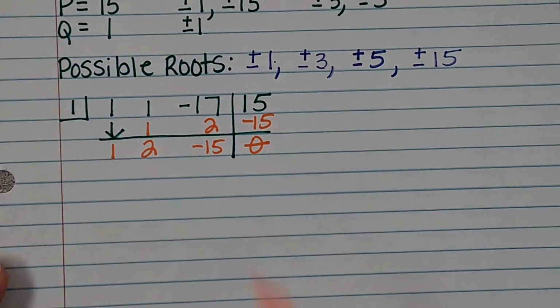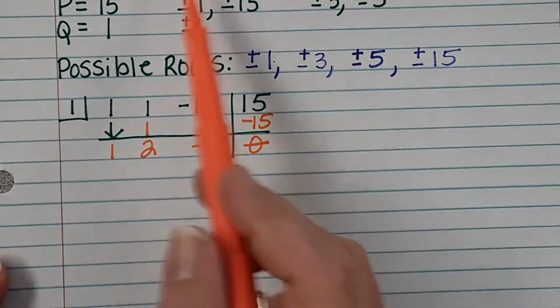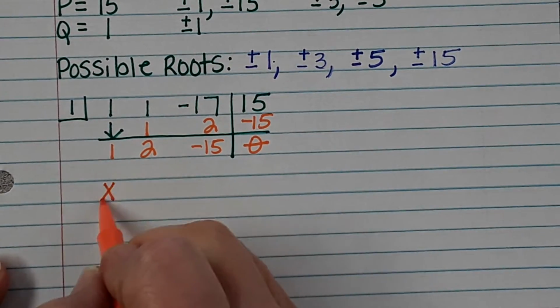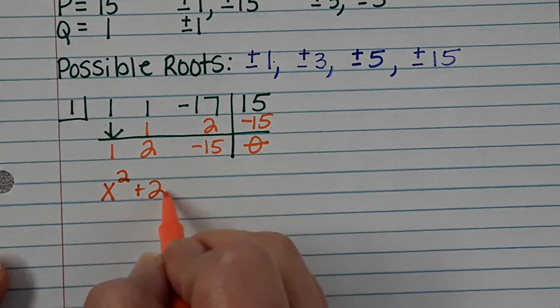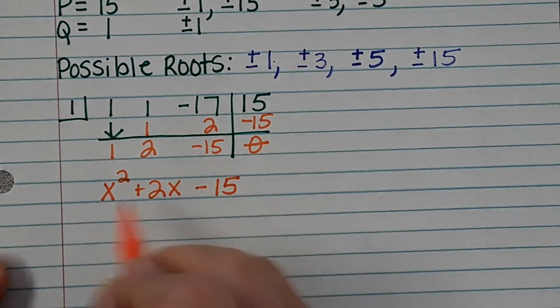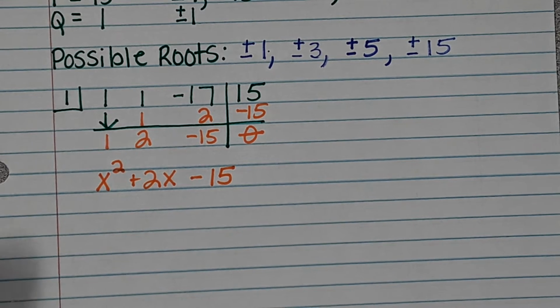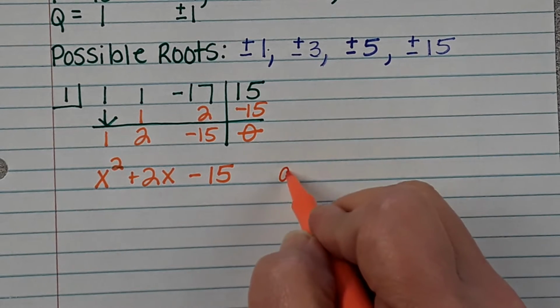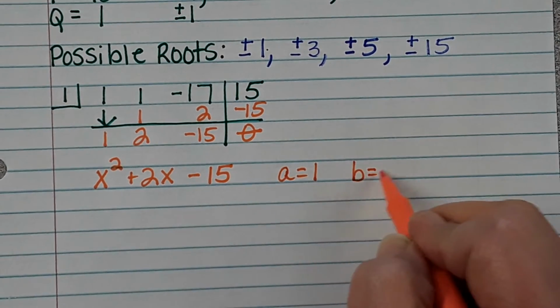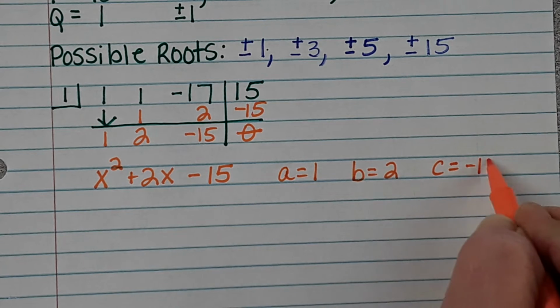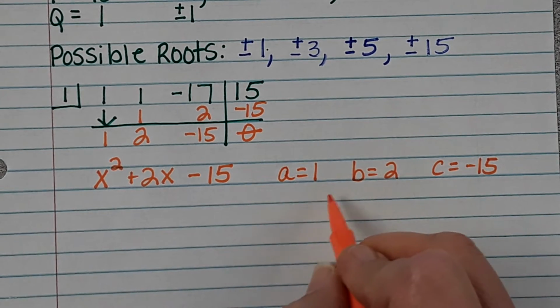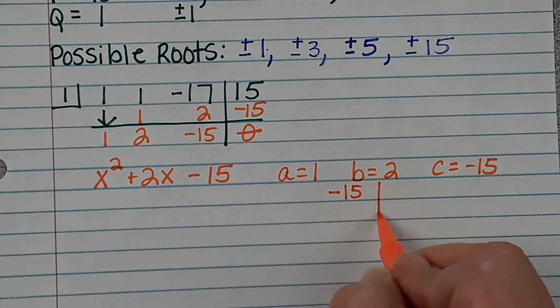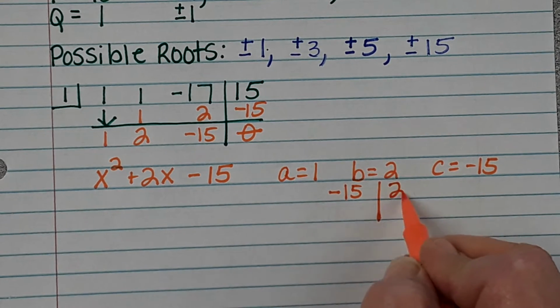Okay, so now what we're going to do is we're going to rewrite this. It was x to the third, so we're going to rewrite it as x squared plus 2x minus 15. We're going to see if that's factorable. If it's not factorable, then we have no more rational roots. If it is factorable, then we should have some more roots. So what is a? What is b? What is c? So I'm looking for two numbers that when I multiply, I get negative 15, and when I add them, I get 2.